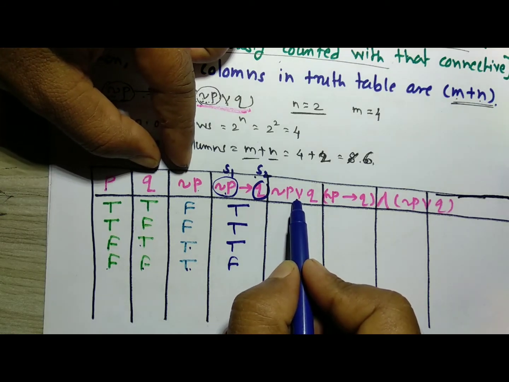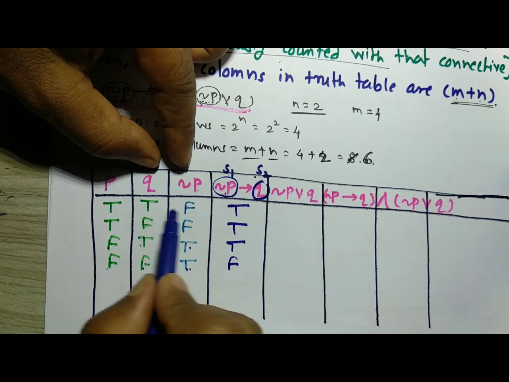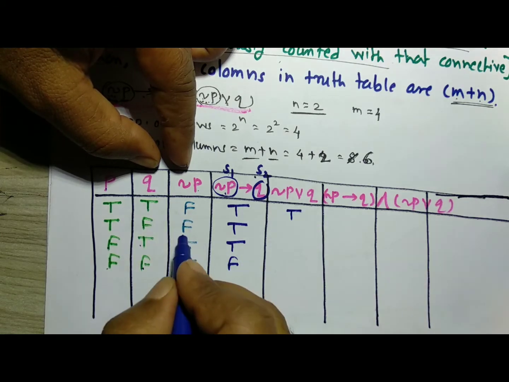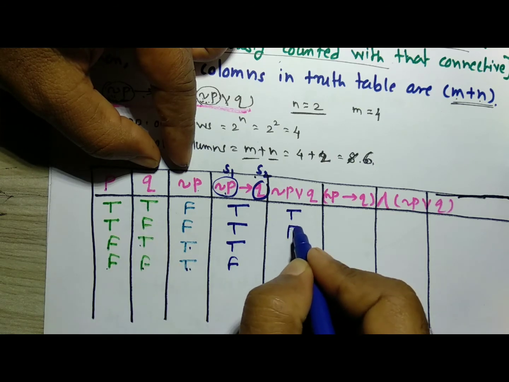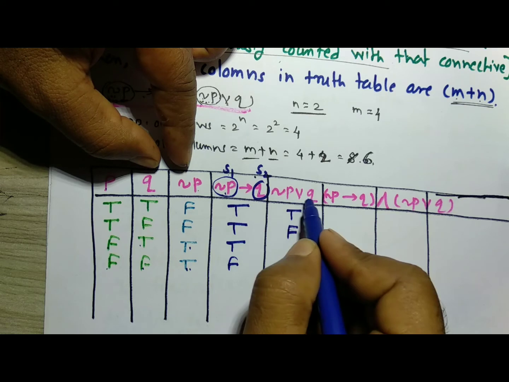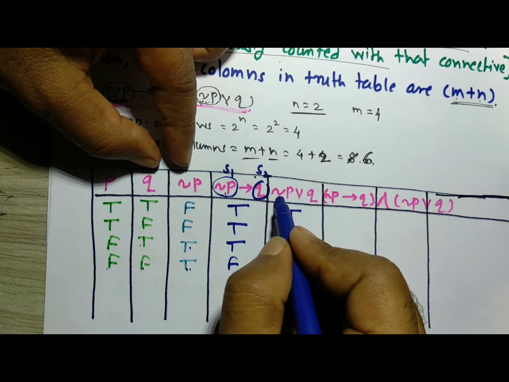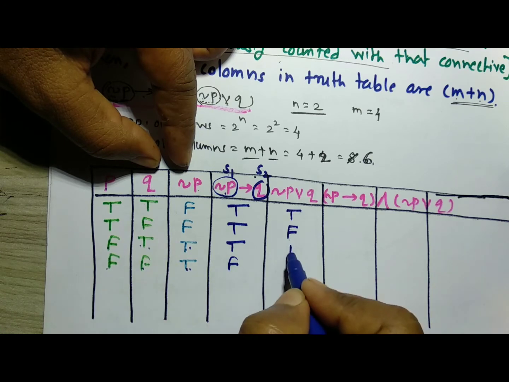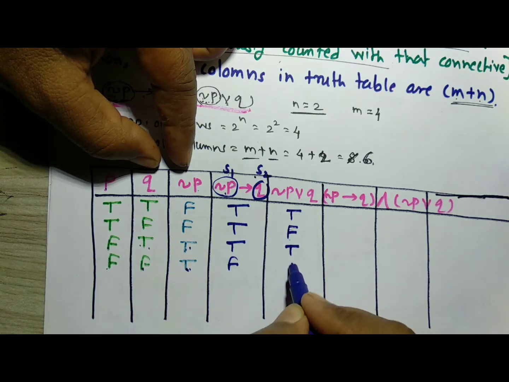First of all, false, true, that means it is true. False, false, at that time it is false. That means when both statements are false, OR is false, and therefore negation of P or Q is false here. It is true here, it is true here.